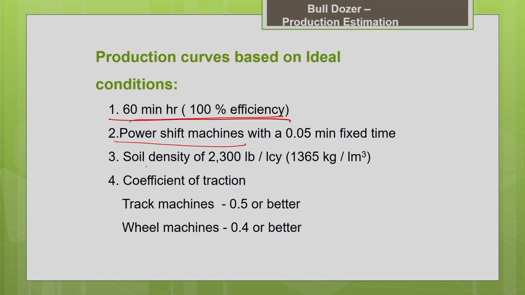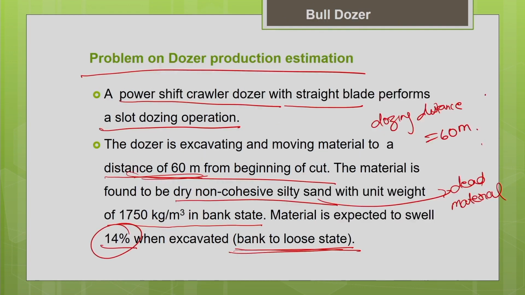But this curve value is applicable for a soil density of 1365 kg per meter cube. In our case, the soil density is given as 1750 kg per meter cube in bank state. That is to be noted. The soil the bulldozer is going to move is of density 1750 kg per meter cube in bank state.